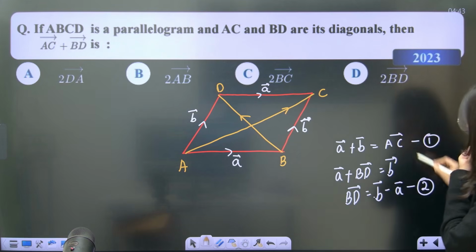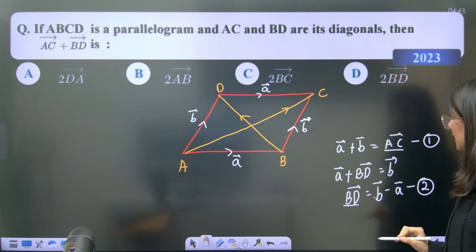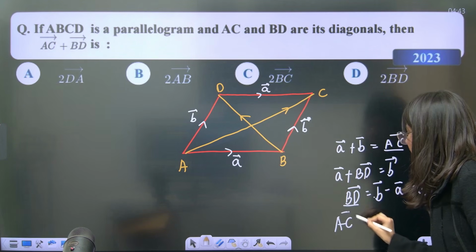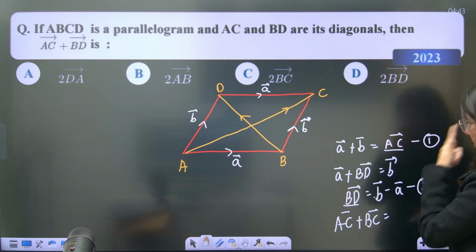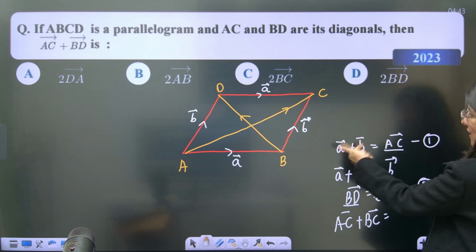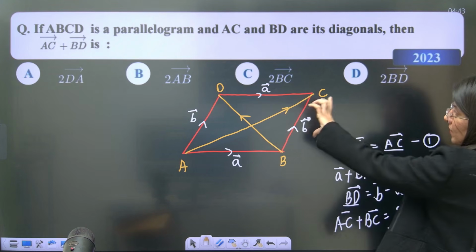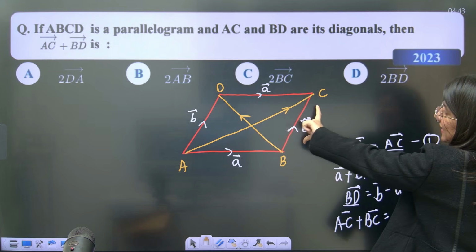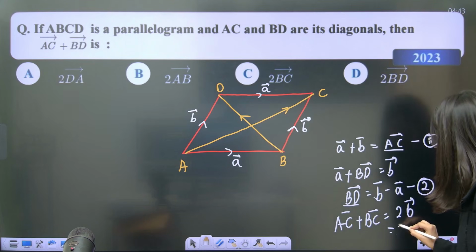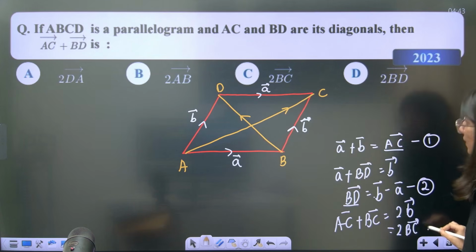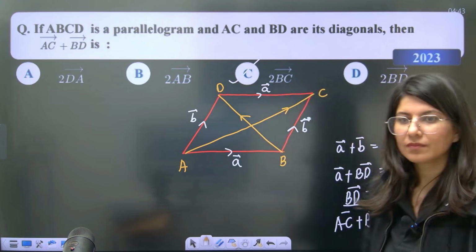Now, what do you want? You want first equation and second equation to add because you want AC and BD to get added. So AC vector plus BD vector, if you add, what will you get? A plus B plus B minus A. A minus A cancels. Basically, this is B plus B, so 2 times B vector. B vector, if you observe, is either BC or AD. Options are only in terms of BC. So B vector is twice of BC vector. Twice of BC vector is option C. And here you go.